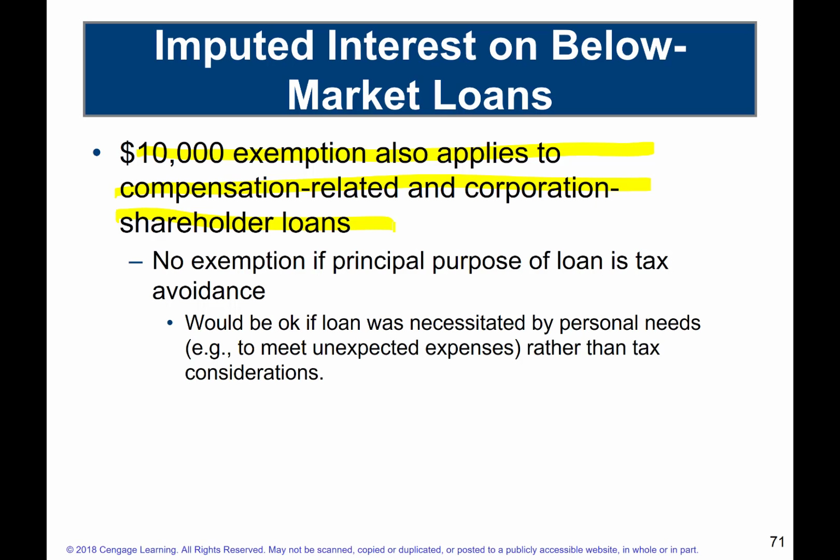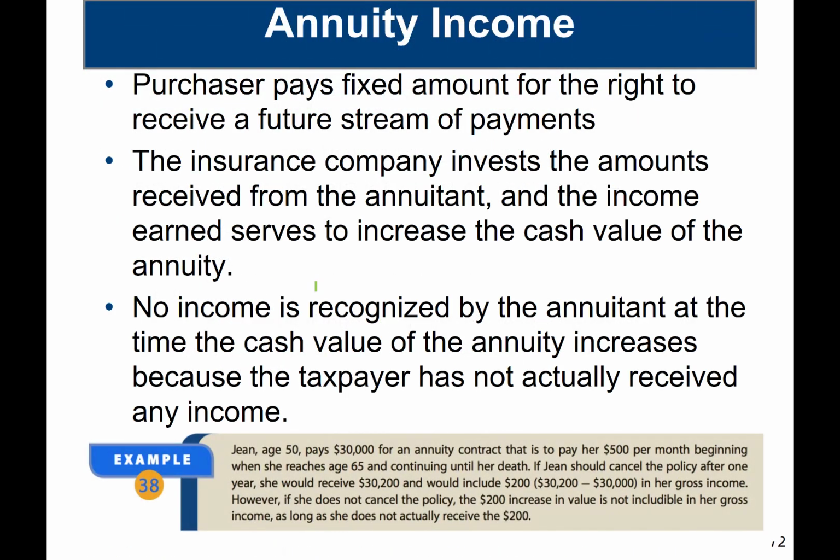And then there are no exceptions if the loan was done for tax avoidance. And no one's going to put on their tax return, I did this to avoid the tax, right? So this is basically the IRS saying, we have the right to say whether we think it's for tax avoidance, and then we'll take all this away from you. Okay, good. Let's take a look at annuity income.